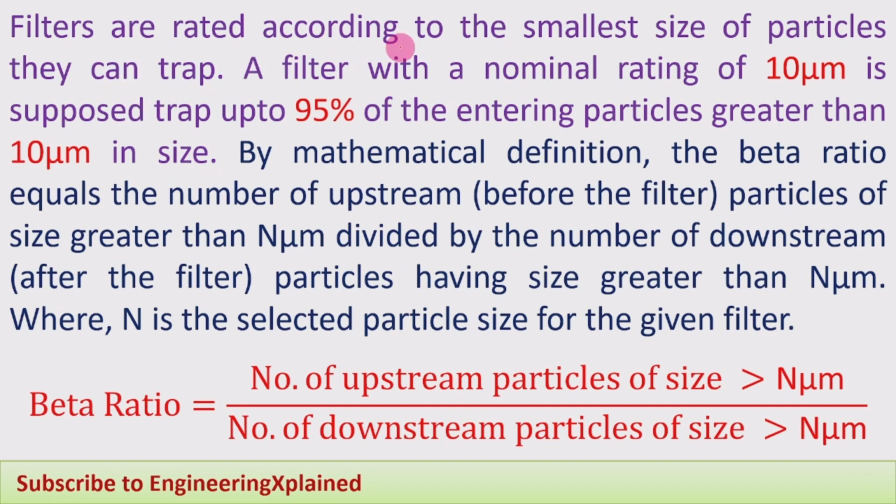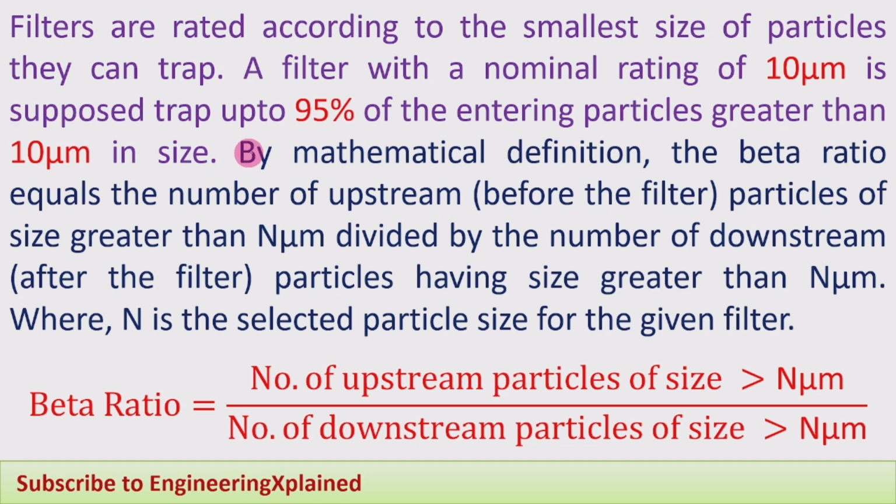Firstly, the filters are rated according to the smallest size of the particles they can trap. A filter with a nominal rating of 10 micrometer is supposed to trap up to 95% of the entering particles greater than 10 micrometer in size. That means the nominal rating: if a 10 micrometer nominal rating is given to a particular filter, more than 95% of the entering particles which are greater than 10 micrometers are trapped.